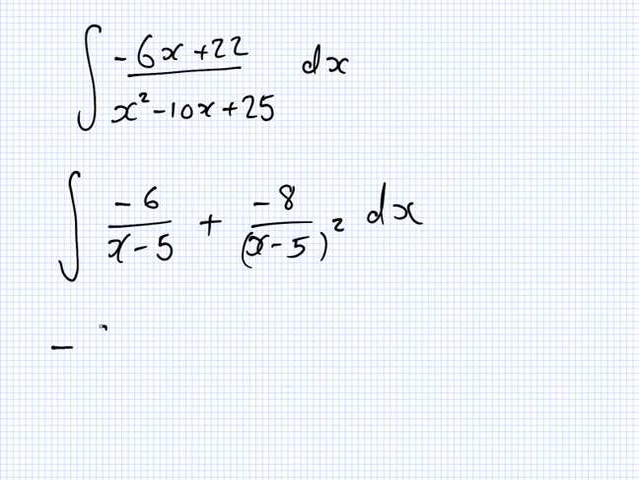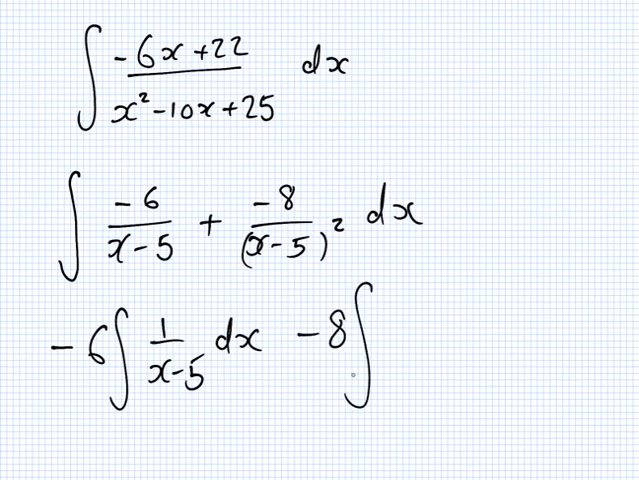Okay, so we split this up, and then just to make it clearer, we have minus 6, 1 over x minus 5 dx minus 8, and this here is x minus 5 to the power of minus 2 dx.